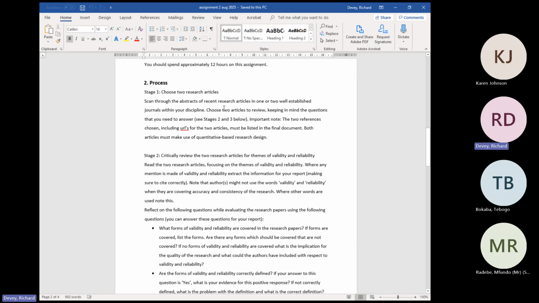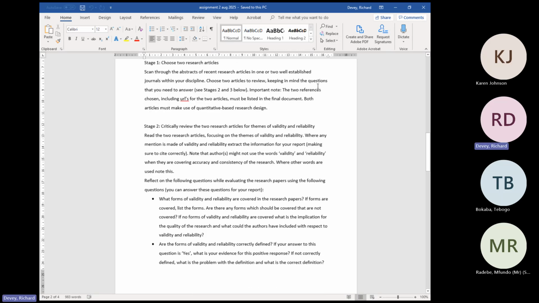So you need to choose 2 articles. You can choose any 2 articles that you want. If the articles don't have anything about reliability and validity, that's also fine, because then you can simply say that they haven't included it and this is what they might have been able to include. You don't have to specifically look for papers which have coverage. Most papers will have coverage of validity and reliability. They might not express it specifically as that, but you can infer from what they're saying that they're speaking to validity, even if they're not mentioning it specifically.